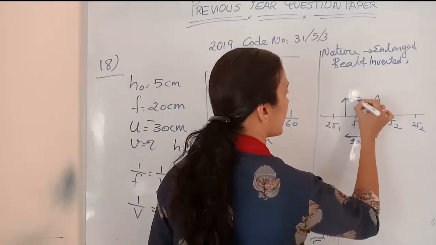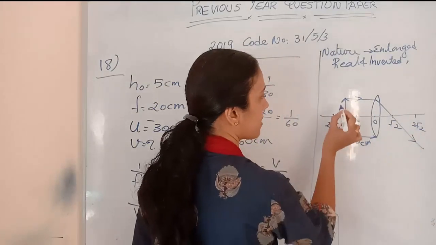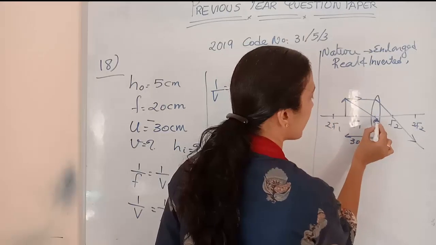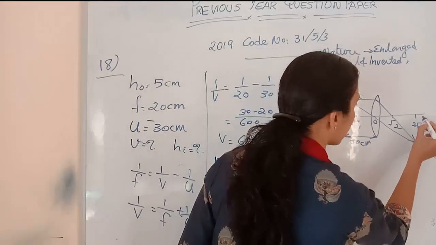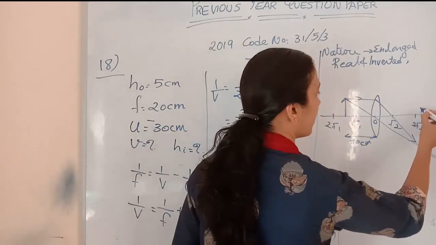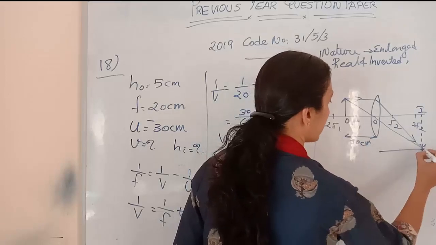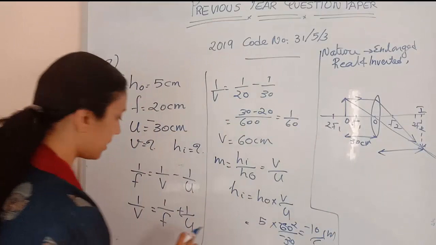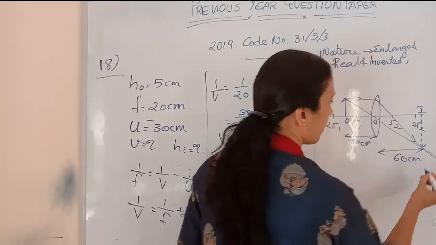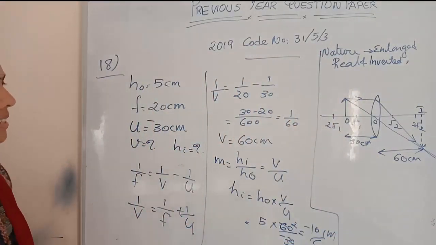So how will we draw the diagram? The ray passing parallel will go through the principal focus, and when it is passing through the optic center, it will go like this. The image is forming here. So it is an inverted image. This is the image, this is the object. So we will get an image distance here. That is the image distance, we got it as 60 centimeter towards the right side. Okay, so you got the image distance also, that is 60 centimeter.